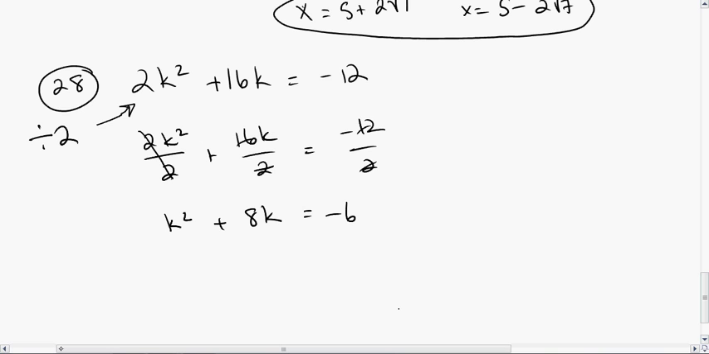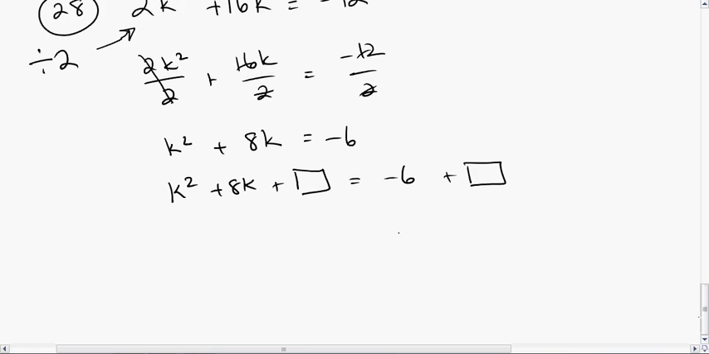Now I'm going to have to complete the square, so k squared plus 8k, and I'm going to leave a space here, equals negative 6, and I'm going to remind myself that whatever I add to the left, I'm going to have to add to the right.